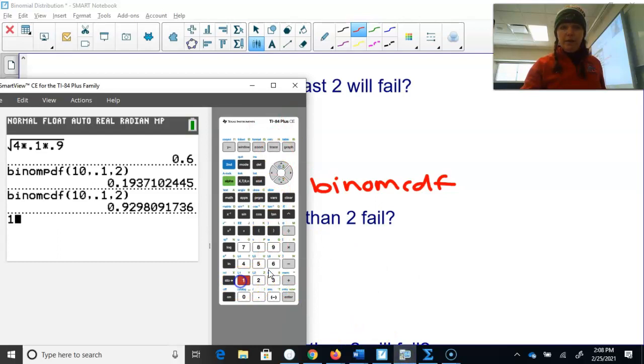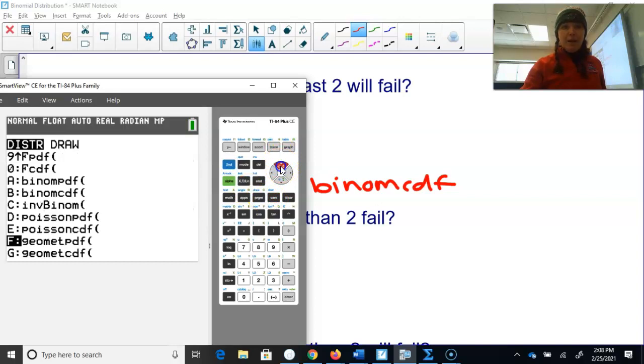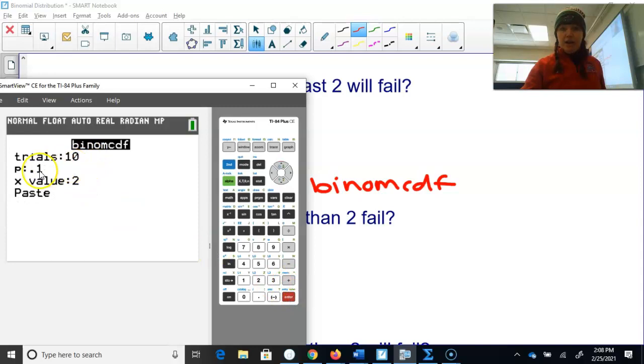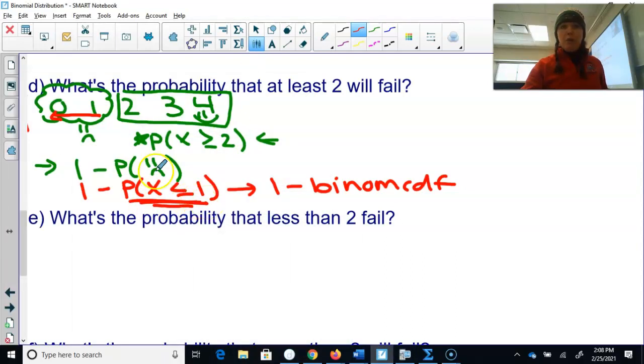I'm going to hit 1 minus a CDF, second vars, binomial CDF, okay? I have 10 trials, 0.1. Now I need to change my x value to 1. Why do I need to change my x value to 1? Remember, I want 2, 3, or 4. That's a greater than or equal to. I need to do the complement, 1 minus what I don't want. At the 1, 0, okay? At most 1 or 0, that's x is less than or equal to 1, and that matches up with my binomial CDF. That's my little x there.